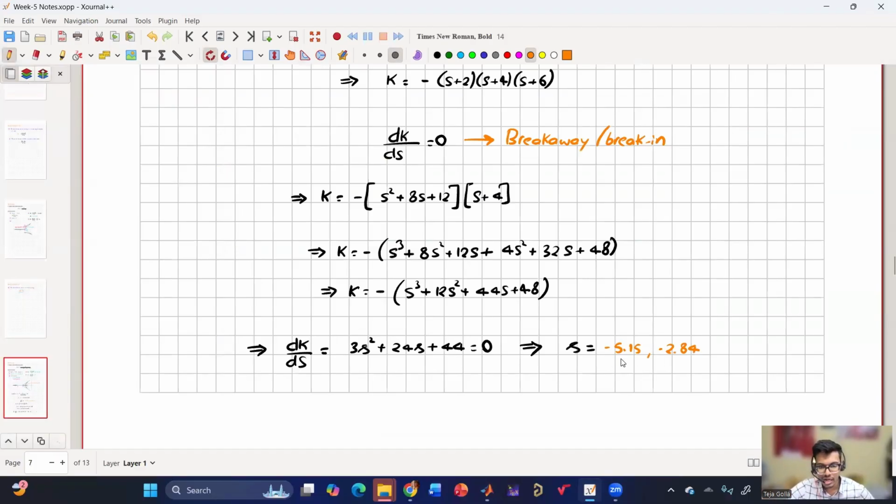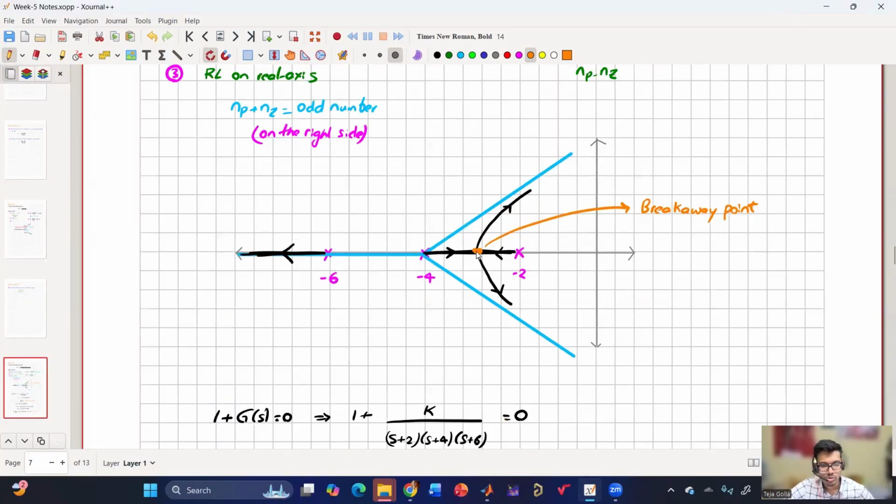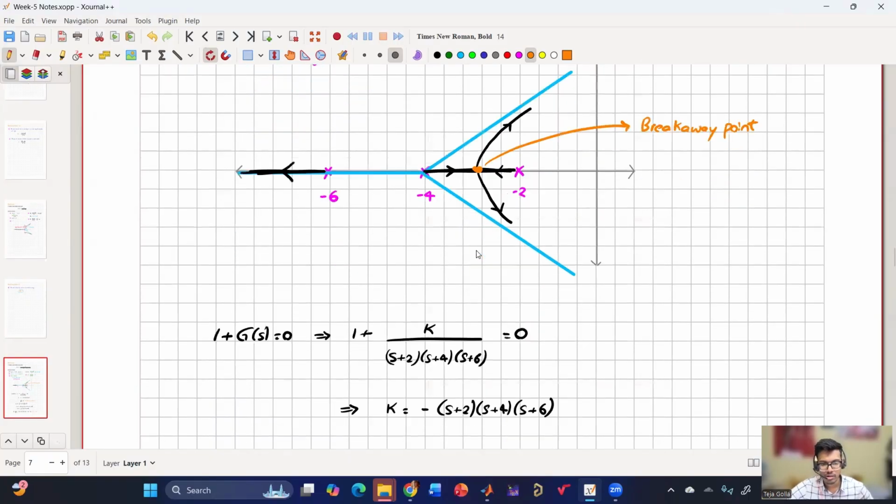If you see, there are two candidate breakaway points, -5.15 and -2.84. So whether this can be -5.15 or -2.84.